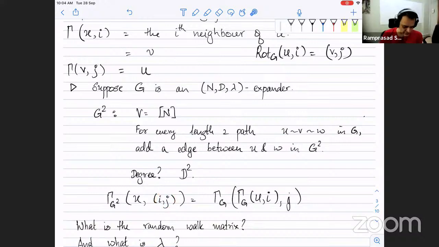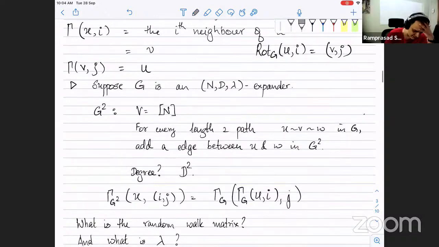That's right. It could be the case that if u's ith neighbor is v, and v's ith neighbor is u again, then gamma of u comma i comma i will end up giving you u again. In particular, if Rot_G of u comma i is equal to v comma j, then this will be a self loop. So basically, let's write this out: if Rot_G of u comma i equals v comma j, then gamma G squared of u comma ij will be equal to u.